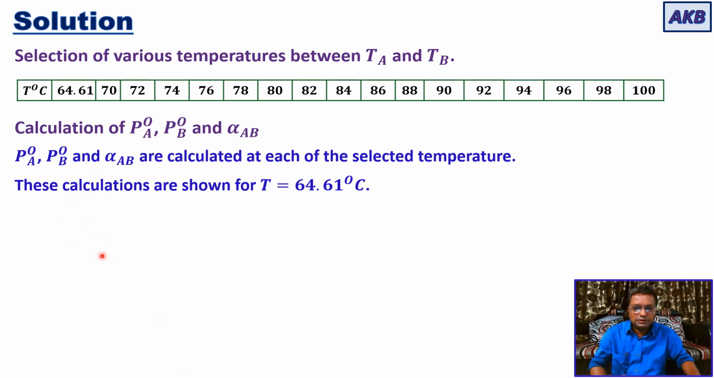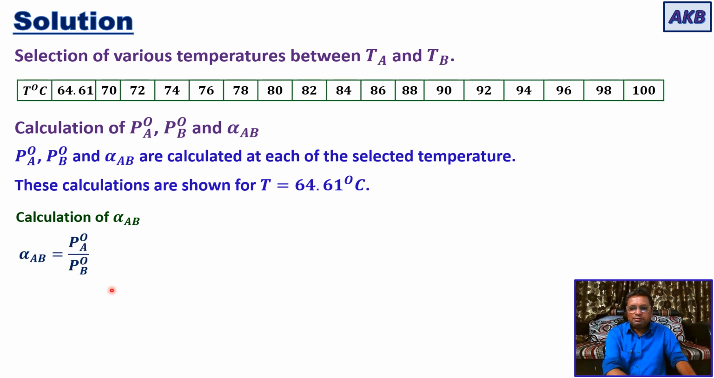Okay. Now, in this next step, we will be finding out alpha AB. Alpha AB will be calculated by using this equation: alpha AB is equal to PA naught upon PB naught. That is the ratio of vapor pressures of the two components.